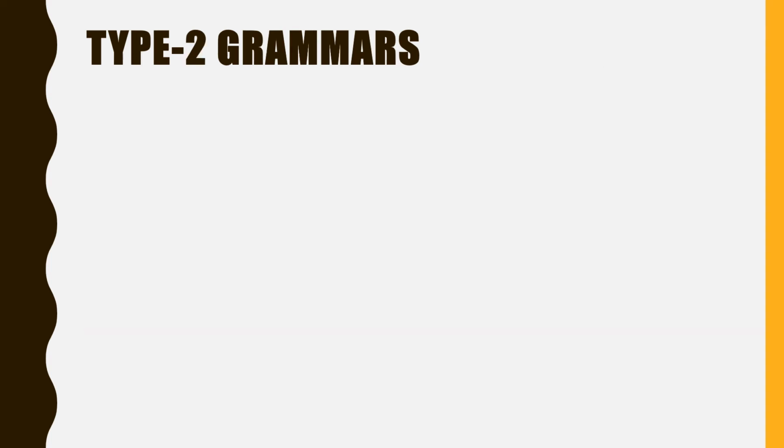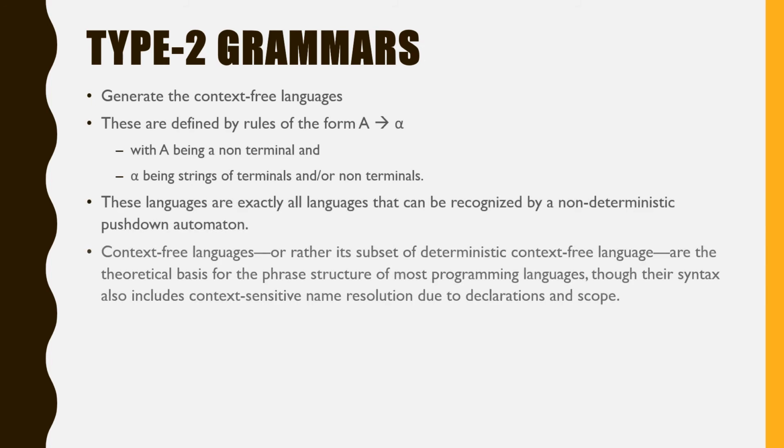The next type of grammar is type 2 grammar, and they generate the context free languages, and the rules are of the form where the left hand side should be a single non-terminal which derives the right hand side, which is alpha. Alpha can be a collection of terminals and non-terminals, and the production examples could be A derives a single terminal small a, and A derives a combination of terminals and non-terminals like this, and A can also derive epsilon.